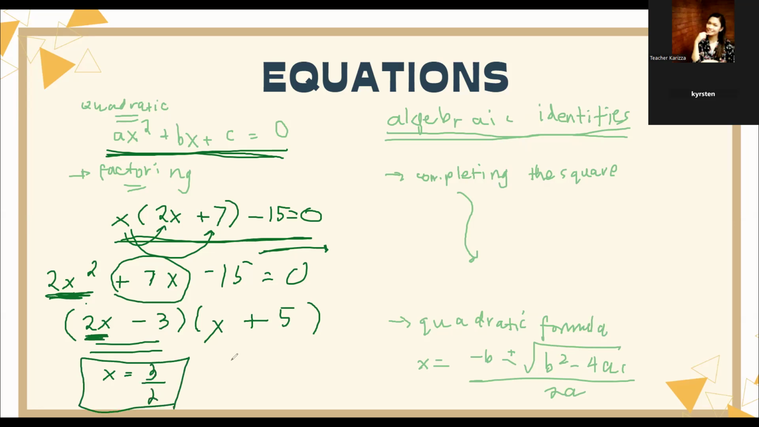Tama. How about for this one? X is negative 5. Bakit po pala naging negative? Kasi when you transpose, it changes sign, right? So x plus 5 is equal to 0.